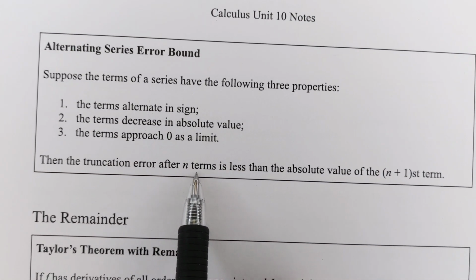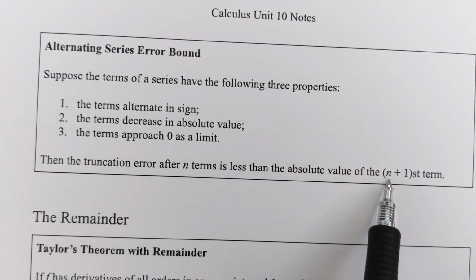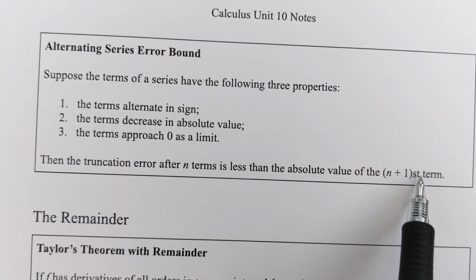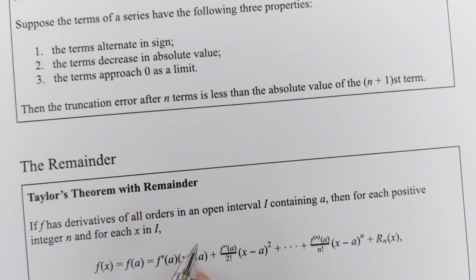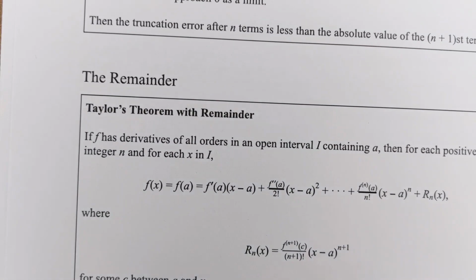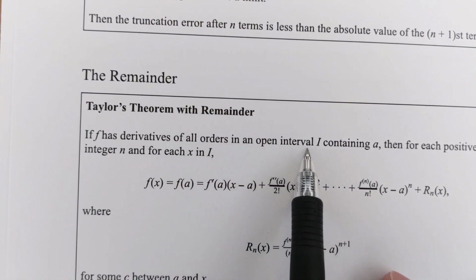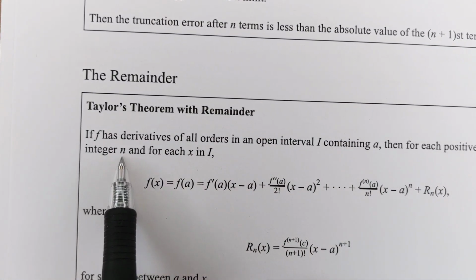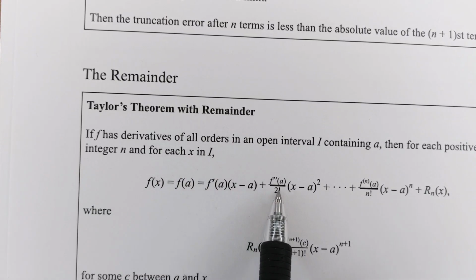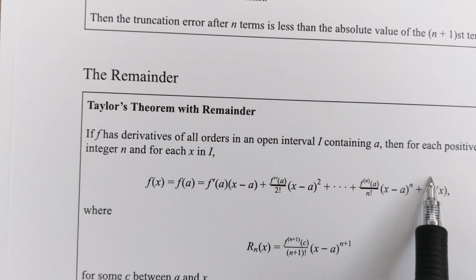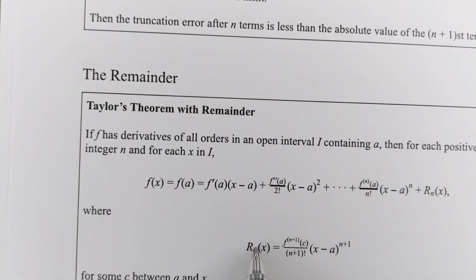The truncation error after n terms is less than the absolute value of the n plus first, or n plus 1th term. That should actually be up in the exponent. Okay, so the remainder. If f has derivatives of all orders on an open interval I containing a, then for each positive integer n and for each x in the interval I, f of x equals the Taylor polynomial, however far you want to go, plus this remainder term, where R_n is the next term for some c between a and x.